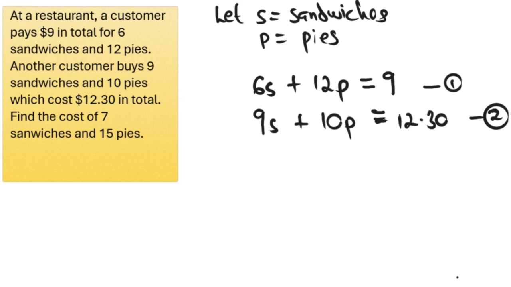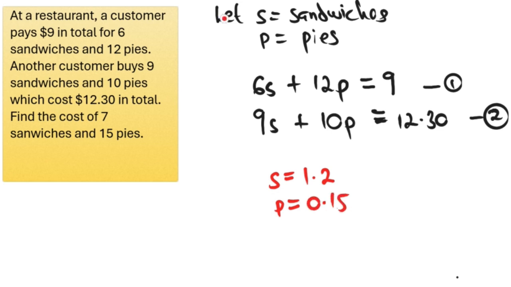Alright, all we need to do is to solve equations 1 and 2 simultaneously. You could use any of the methods we've discussed earlier on. When you solve that, you should be getting S to be equal to 1.2, and then P to be equal to 0.15.